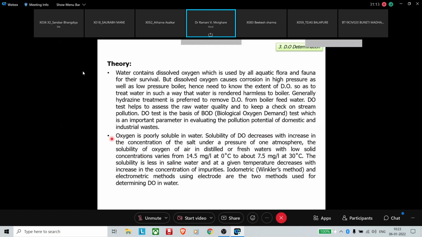Okay, oxygen is poorly soluble in water. The solubility of dissolved oxygen decreases with increase in the concentration of salt under a pressure of 1 atmosphere.